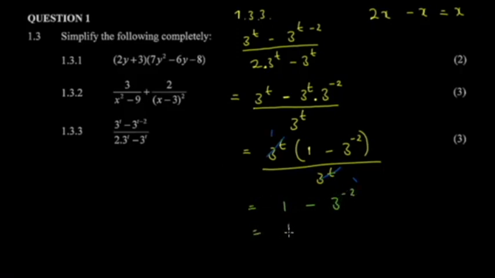So 1 minus 3 to the power negative 2, you flip this one, and then this power becomes positive. So 3 squared. So you have 1 minus 1 by 9, which is equal to what? 1 minus 1 by 9, you get 8 by 9. And then this is it.